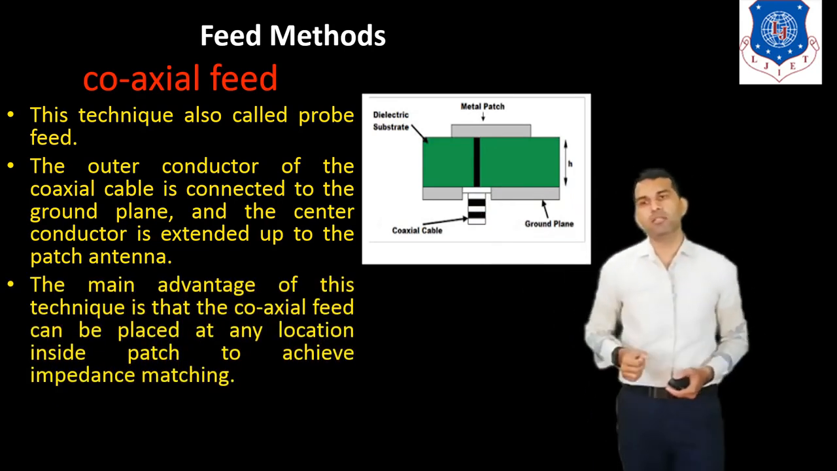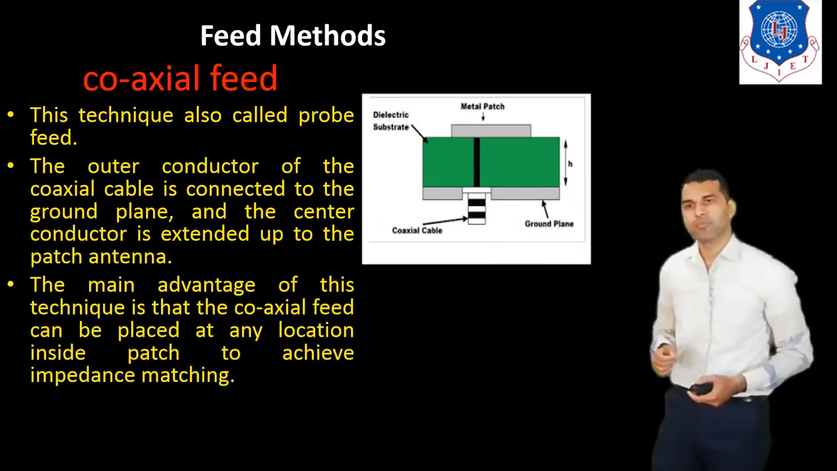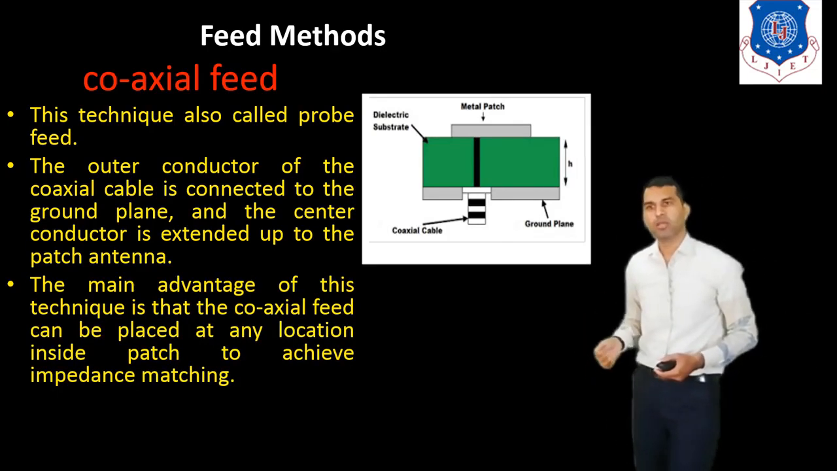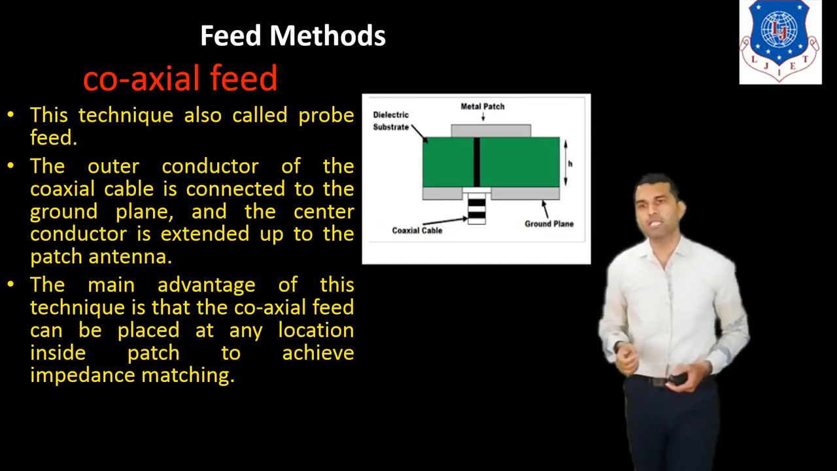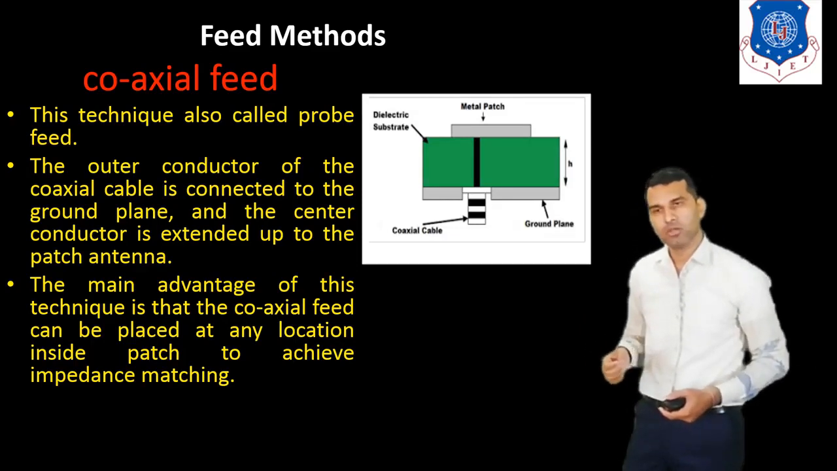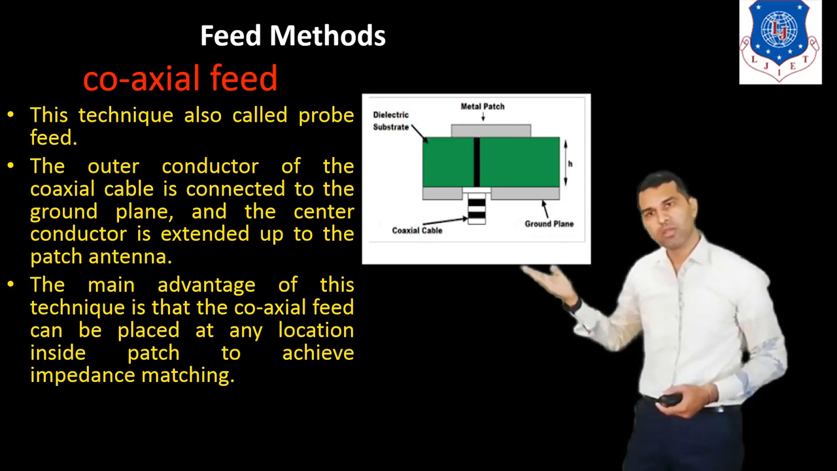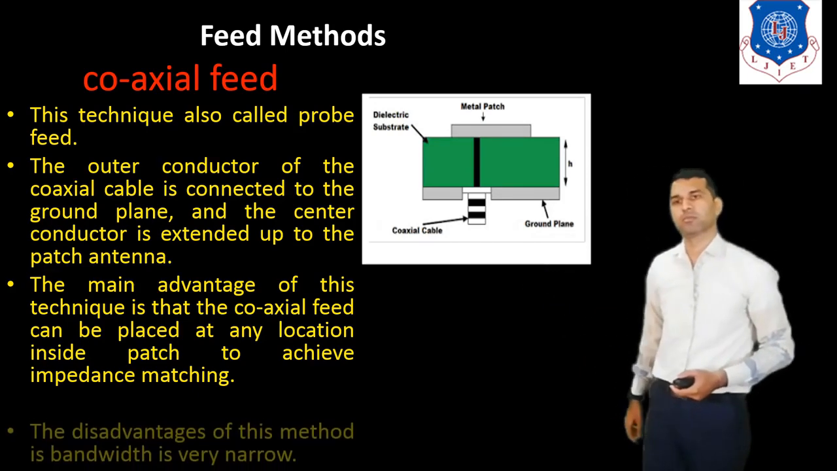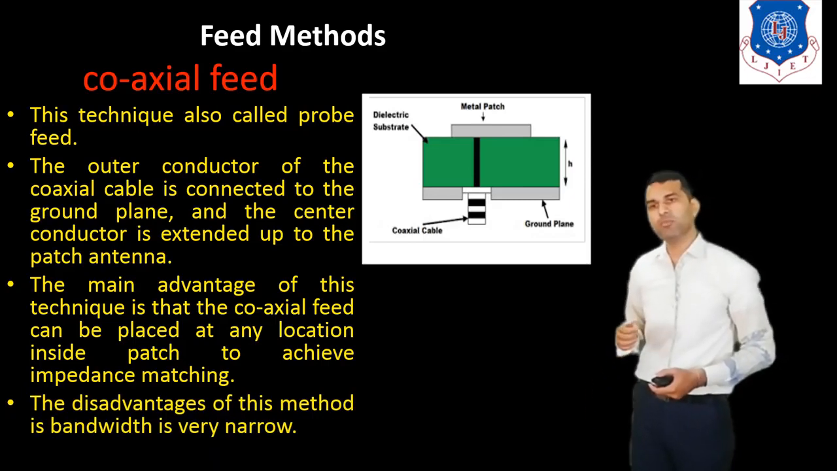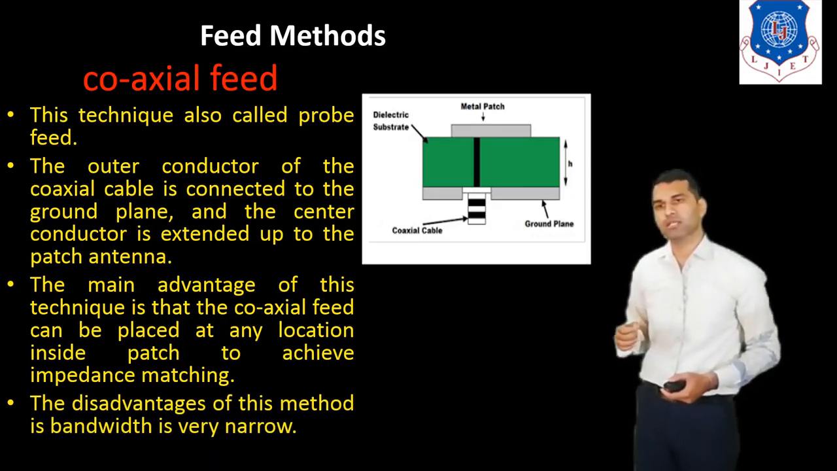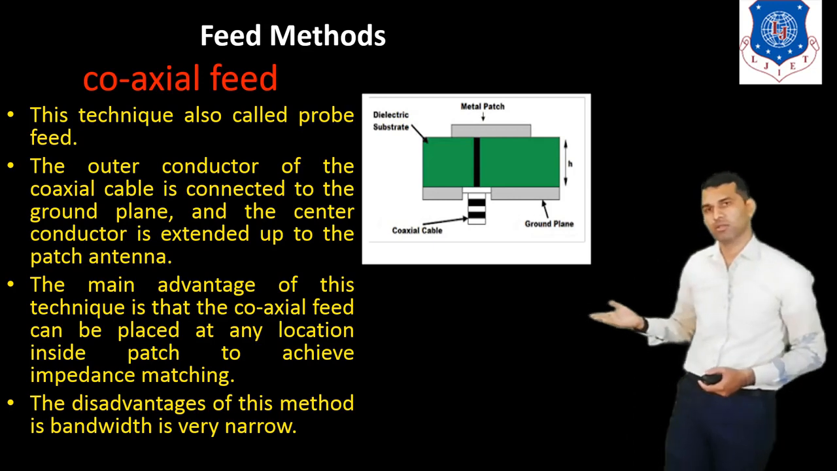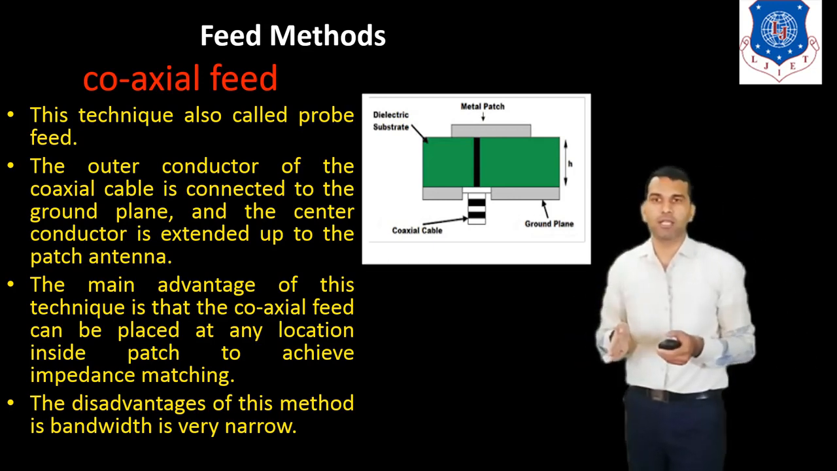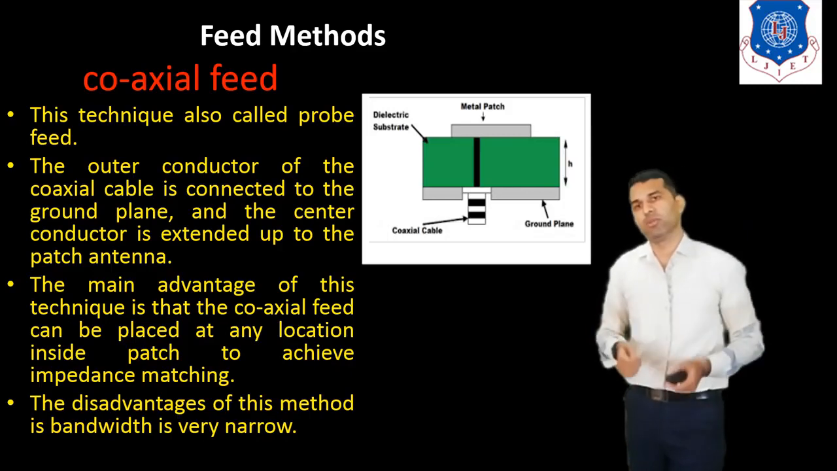The main advantage of this technique is that the coaxial feed can be placed at any location inside the patch to achieve impedance matching. So by using this method, we can match the impedance well. The disadvantage of this method is that the bandwidth is very narrow. So when we use this technique, we get narrow bandwidth.